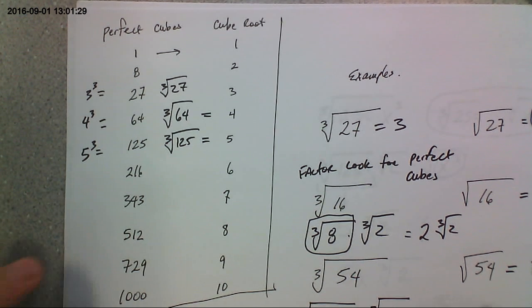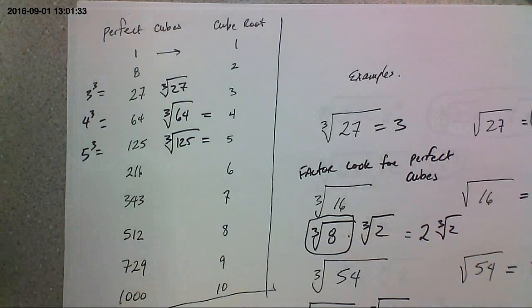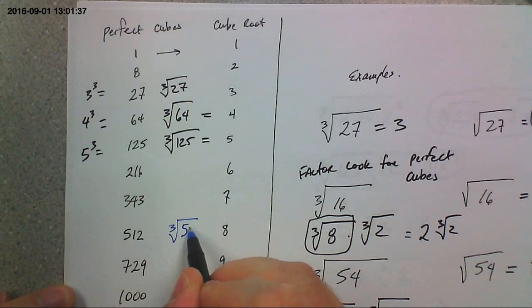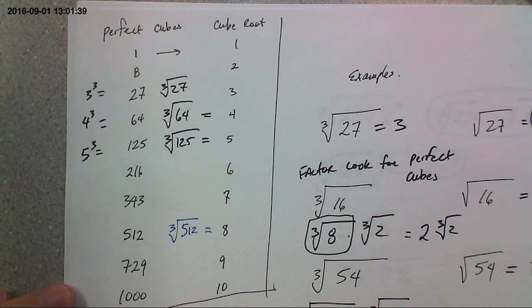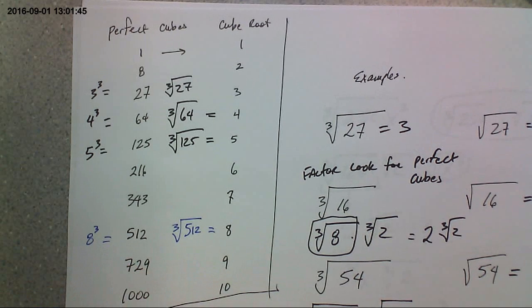Jade, do you see how this is working? Like 8 times itself 3 times is 512. So if you were asked for the cube root of 512, it would equal 8. And the reason why is because 8 times itself 3 times is 512. Gio, do you see how this list is working?